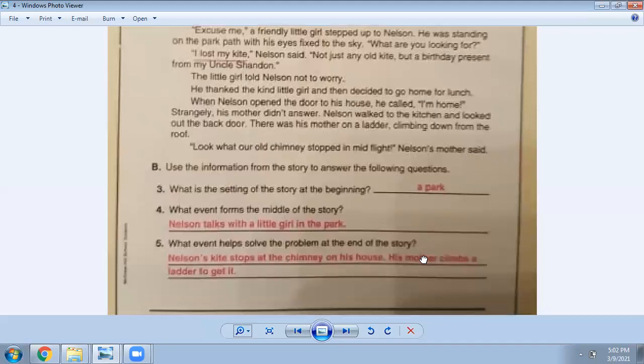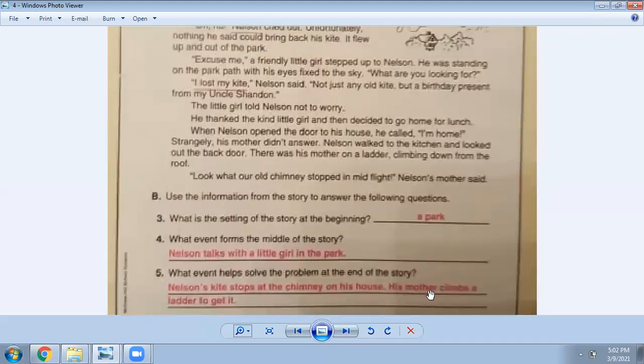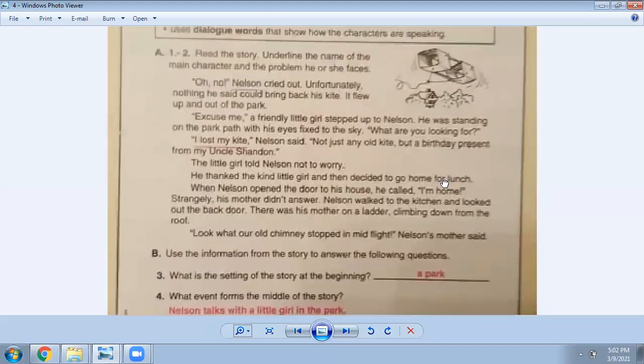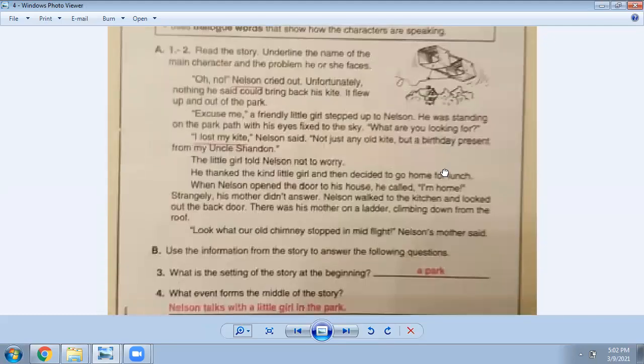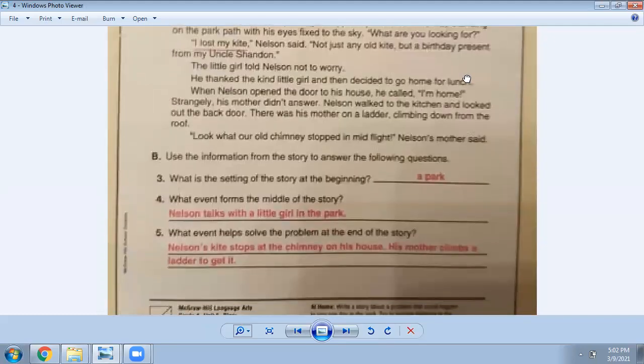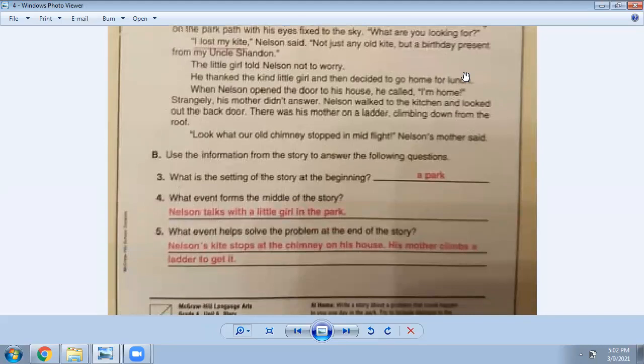Okay, all right, this is our introduction to story writing. We will work more on story writing tomorrow as we start to explain the different steps in writing a story.